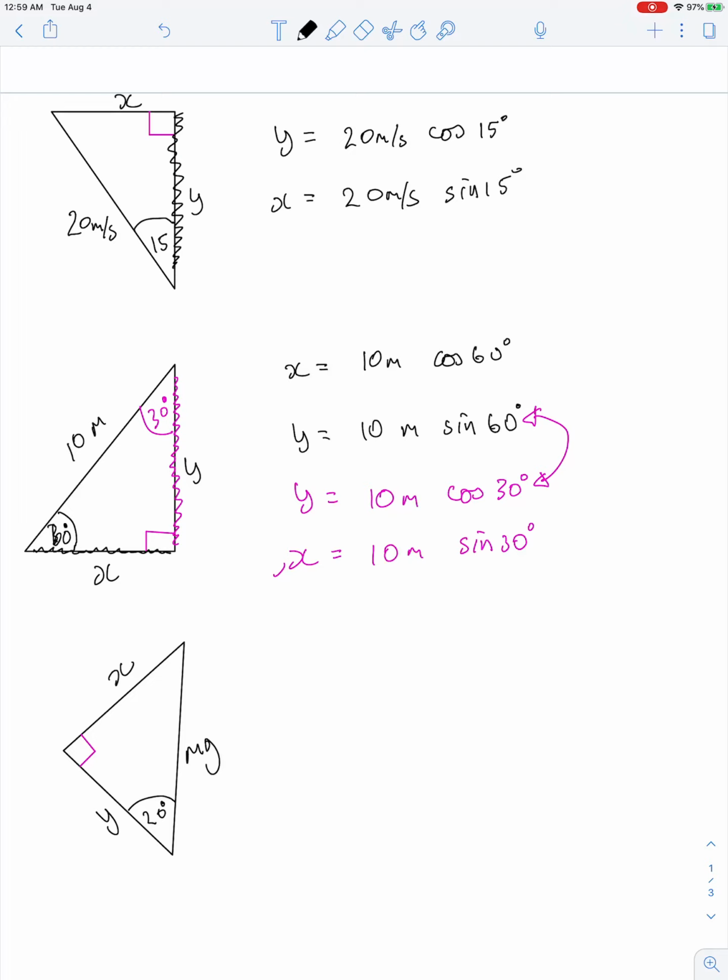Later on in another video, I'll explain this out. So once again, you don't worry about what this stuff is. You just write it down. What is your hypotenuse? MG. So here we go. I check to see which one is my adjacent. This one is my adjacent. So now I see that Y is equal to MG cosine of 20 degrees. And my X is equal to MG sine of 20 degrees. See? Nice and easy. Don't bother yourself too much.